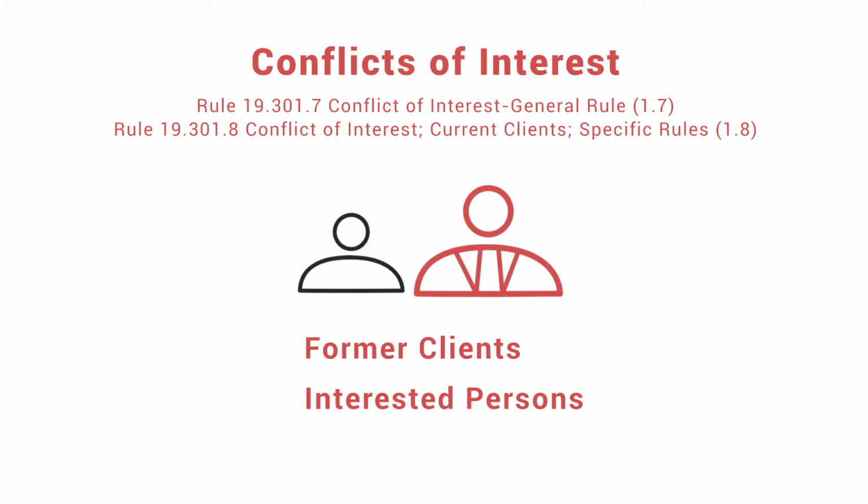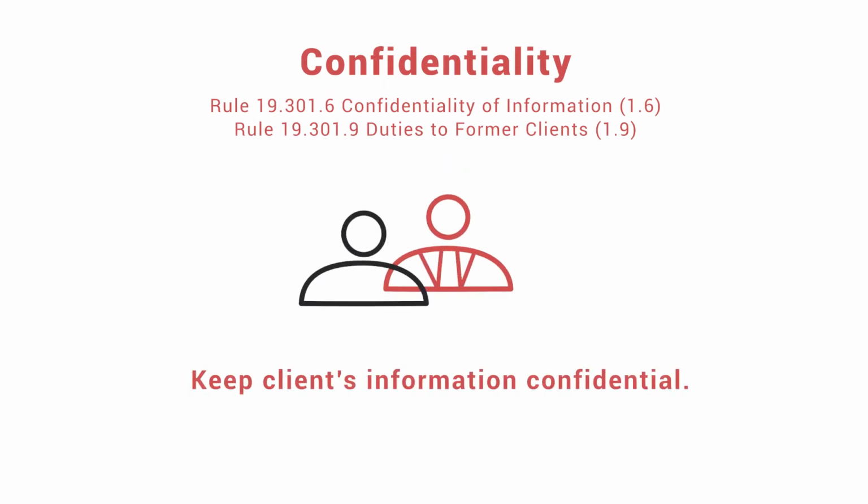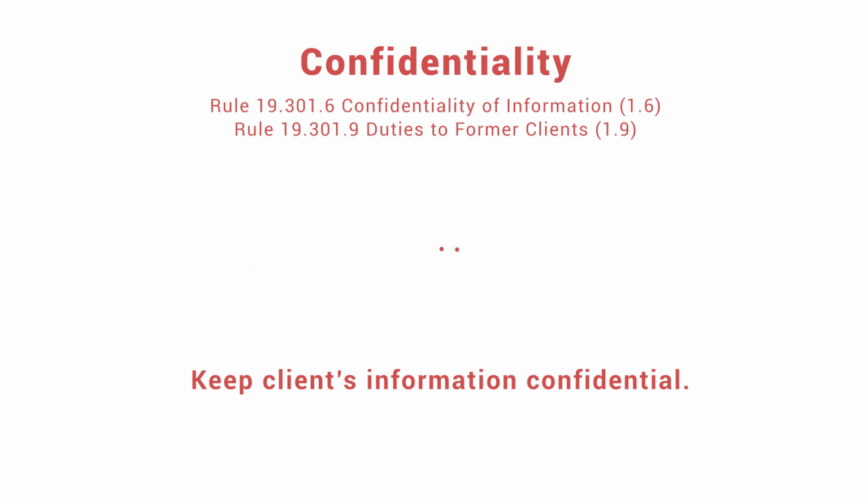Be careful of conflicts if the minor or disabled person is a former client or if you represented an interested person to the guardianship. Rules 1.6 and 1.9 on confidentiality make it clear that you have a duty to keep information about present or former clients confidential.